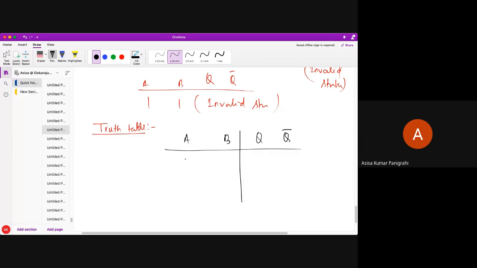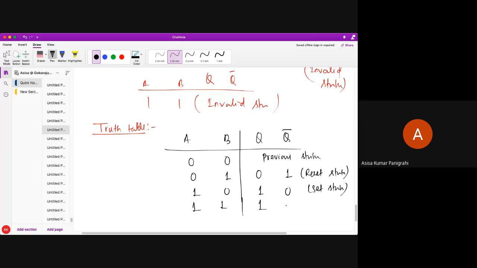So here, if A, B are 0, 0, I have got the previous value. If 0, 1, I have made Q to 0 and Q bar is 1. This is called reset state. Next 1, 0, Q is 1, Q bar is 0. This is called set state. Next 1, 1, it's called invalid state.